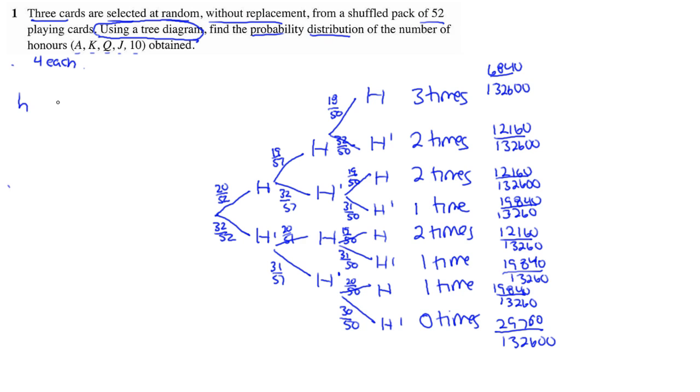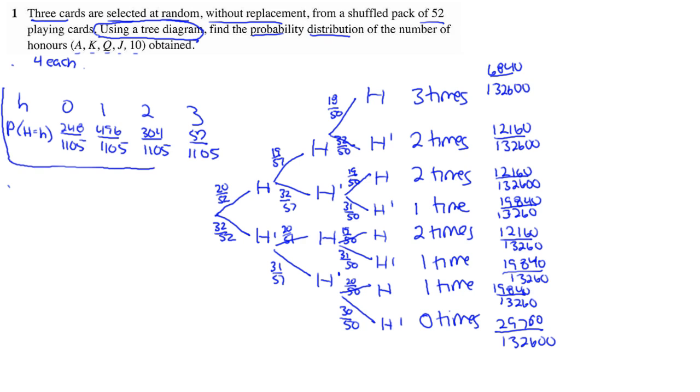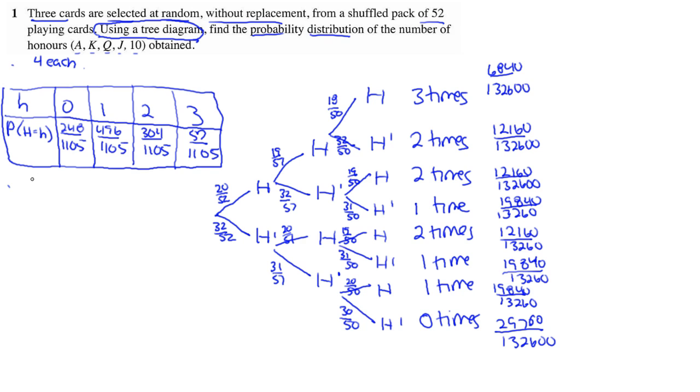All right, fantastic. Here we go. So for honors, I'm calling them H0, 1, 2, and 3. The probability of each one, I'm just going to pull them off of here. I'm going to reduce them. And that's what I've got. Now, that's the probability distribution table.